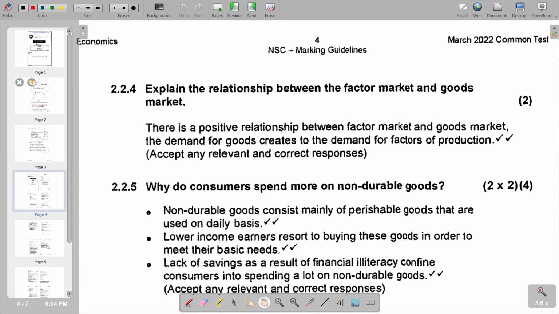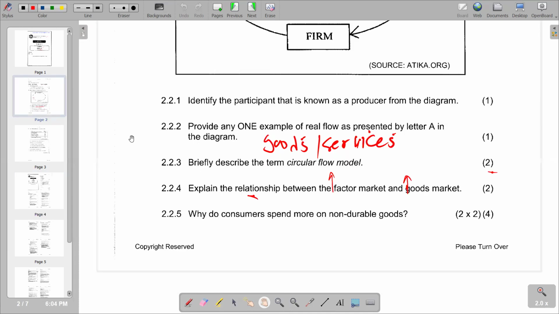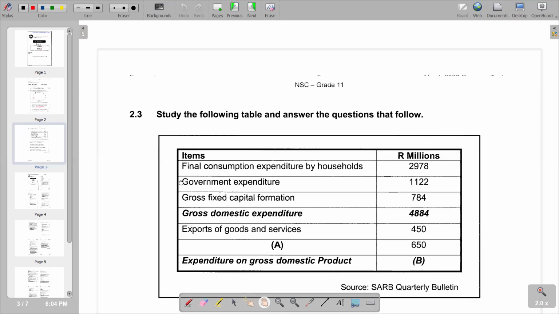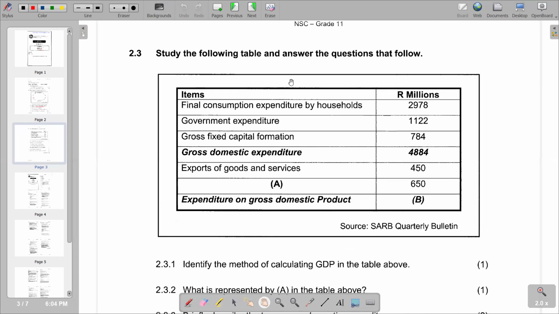So we go to the next part now, which is 2.3. And it reads, study the following table and answer the questions that follow. We're given a table where at the bottom we have expenditure on gross domestic product. And we have some elements inside, where we have final consumption expenditure by households, government expenditure, gross fixed capital formation, and then gross domestic expenditure, which is 4,884,000. So remember, we've got an R here, which is rands, and all the figures that we have there are in millions.